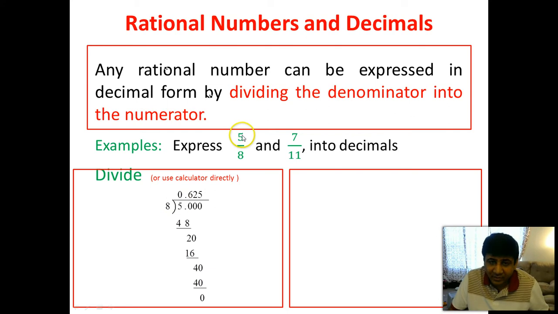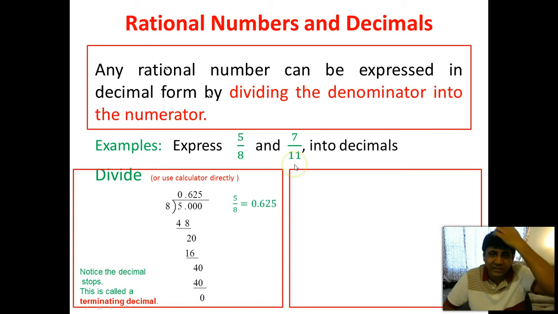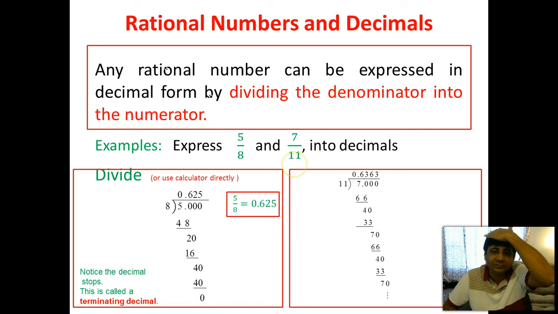Since the numerator is smaller, you're dividing the smaller thing by the bigger thing, so you put a decimal there, and so on. Notice that after a few division steps, we get remainder 0. There's nothing left. So this kind of rational number is terminating. We have a terminating decimal number. Now this one will be a repeating one. You will see that. So let's look at the other one.